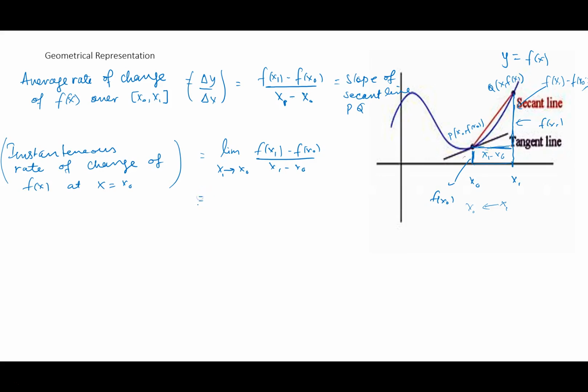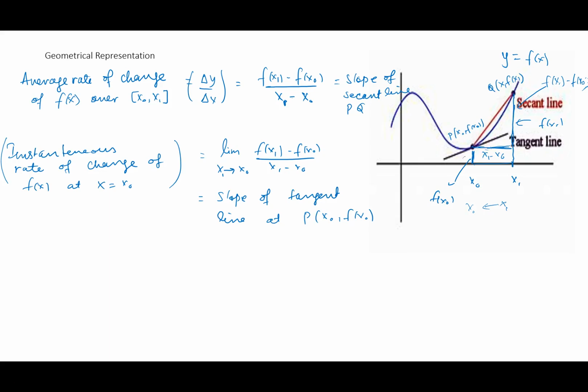That means the instantaneous rate of change of the function at x equals x0 is the slope of the tangent line at the point P, x0 comma f of x0. So the slope of the tangent line is actually given by this expression, which is the limit as x1 approaches x0 of f of x1 minus f of x0 over x1 minus x0.